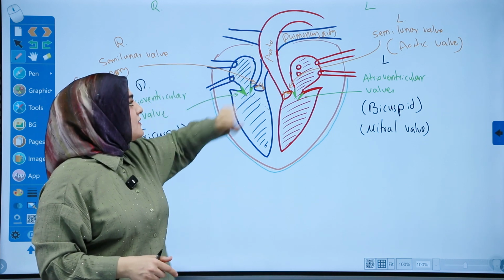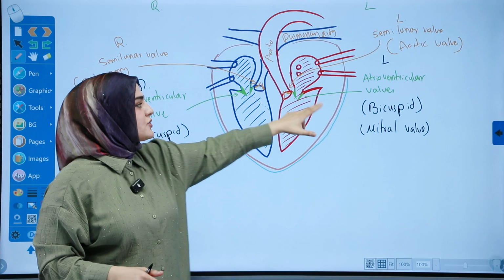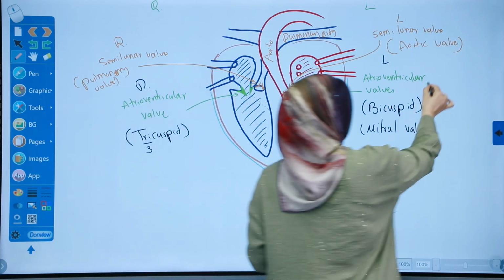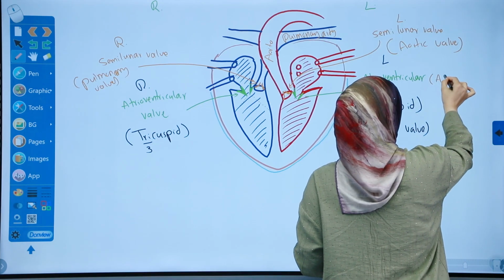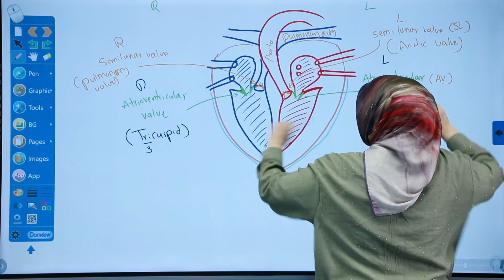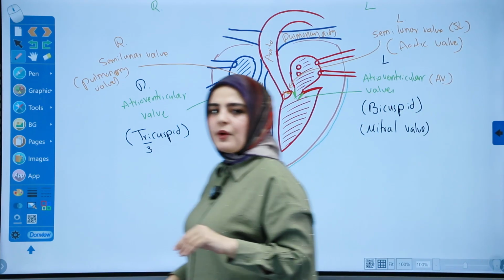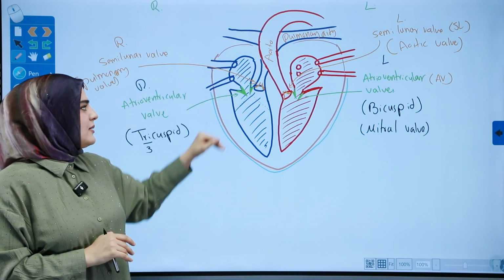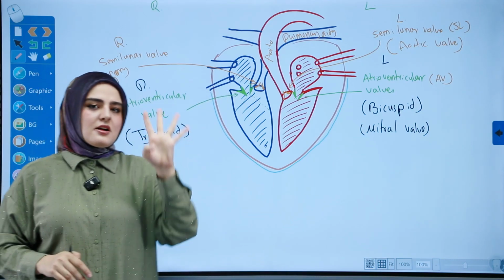Semilunar are at the base of the arteries, while the atrioventricular valves, for short, we call them AV valves, and these are SL valves. Both sides, doesn't matter, just for short. Okay, so the AVs are between the chambers, while the SLs are at the base of the arteries. How many are there? 4.